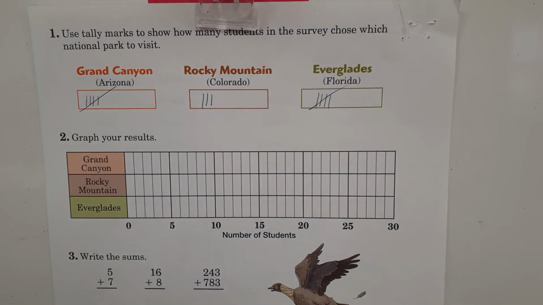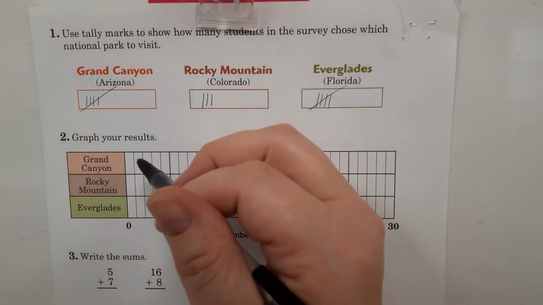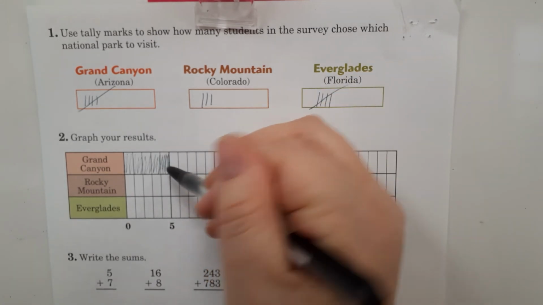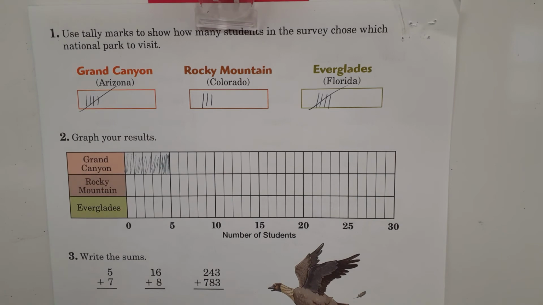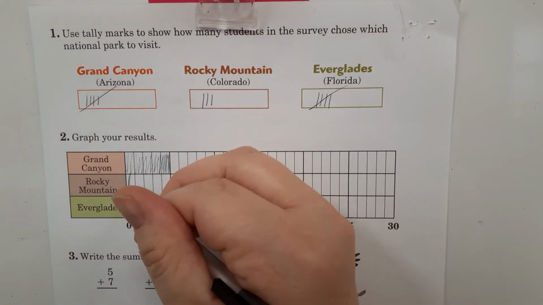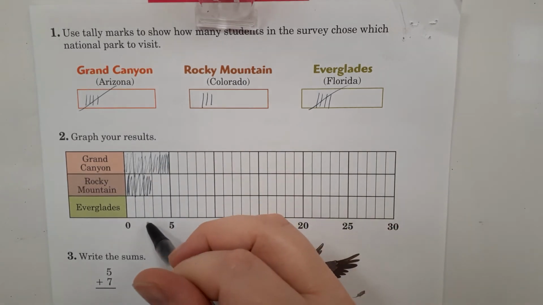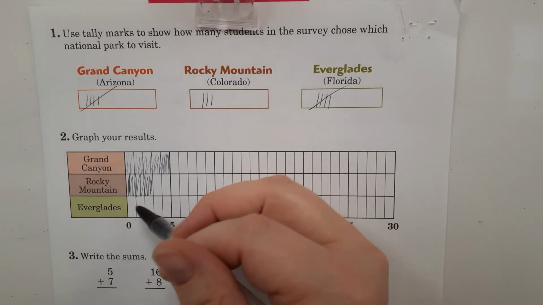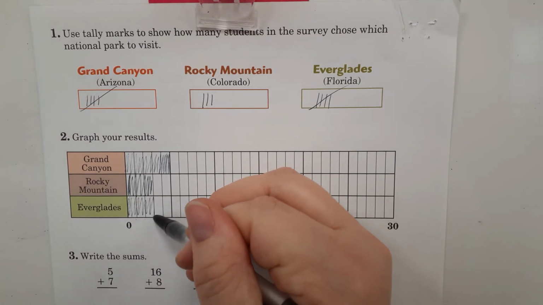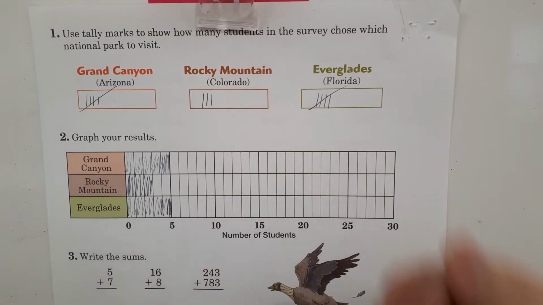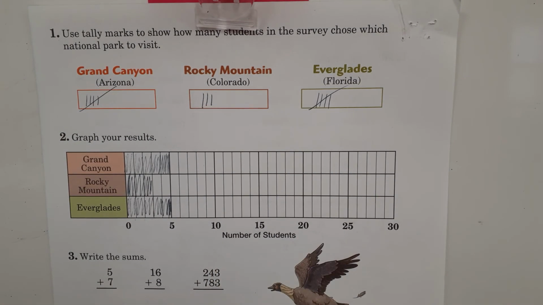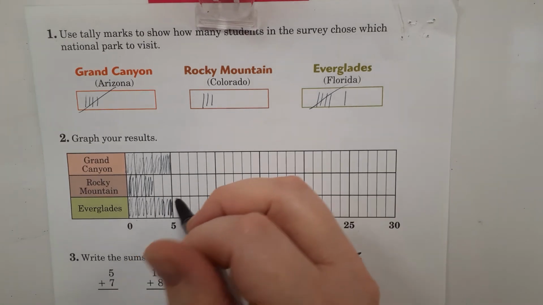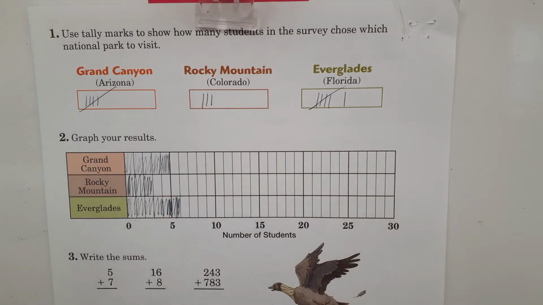All right. Graph your results. The Grand Canyon. So you would color carefully over to the 5. And then the Rocky Mountains, 3. So you'd color carefully over to the 1, 2, 3. And then the Everglades, 5 as well. All right. And just to make the Everglades different from the Grand Canyon, let's say I vote for the Everglades too, so we'll make 6. So for the Everglades, we'll go to the number 6. There we go.